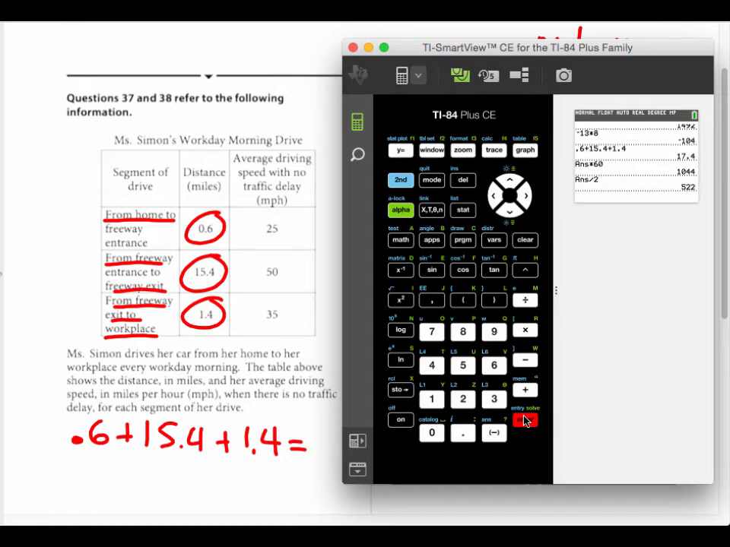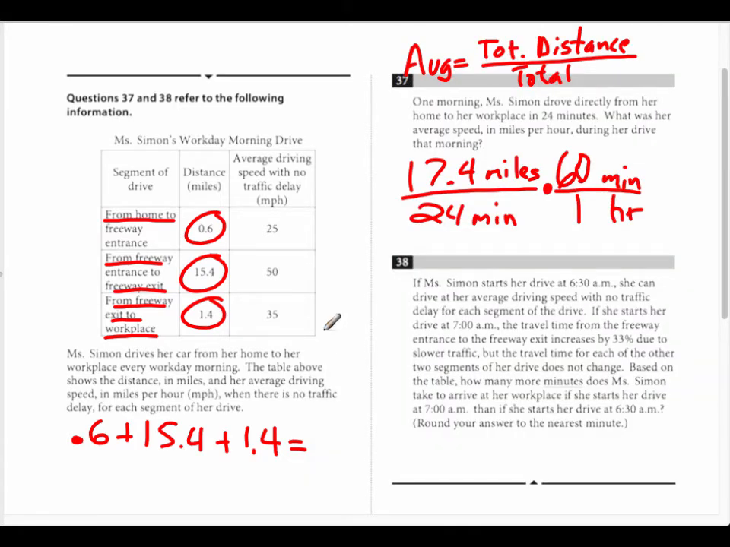So I've got to divide it by 24, not 60. 1,044 divided by 24. Not 60, 24. So it's 43.5. 43.5 what? Well, the minutes cancel, so it's miles per hour, right?